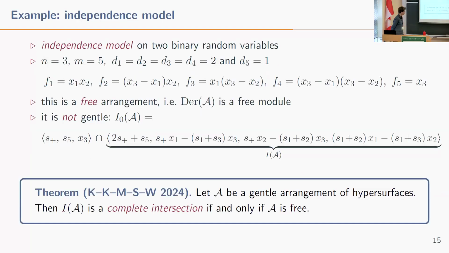And there is another theorem that I kind of like. So under the assumption that I have a gentle arrangement, then the likelihood ideal is a complete intersection if and only if the arrangement is free. Okay. So this is really a necessary assumption, as we can see in the example above. So here n is equal to 3, and I told you the likelihood correspondence always has codimension n. So it has codimension 3, but here these are minimal generators, and I have 4 of them. Okay. So this assumption is really necessary, but if I have a gentle arrangement, then I get a complete intersection if and only if the arrangement is free.